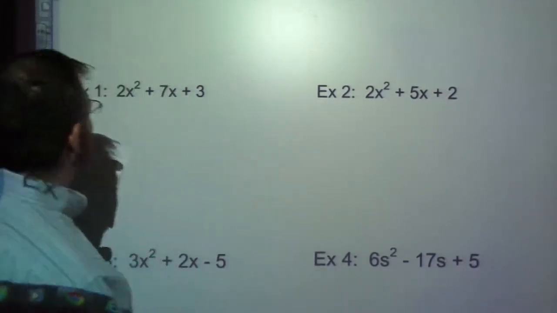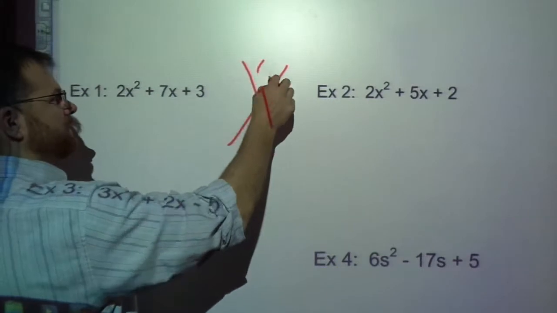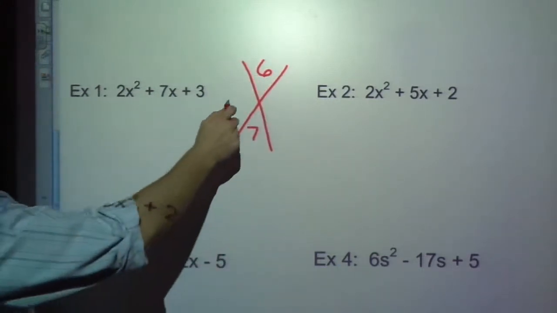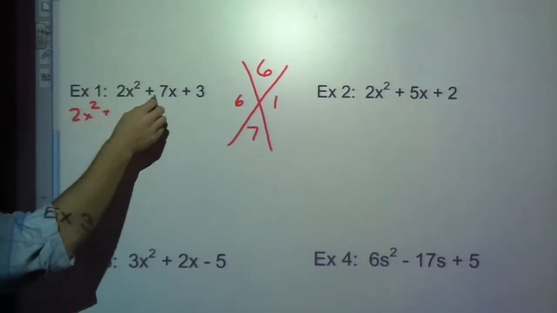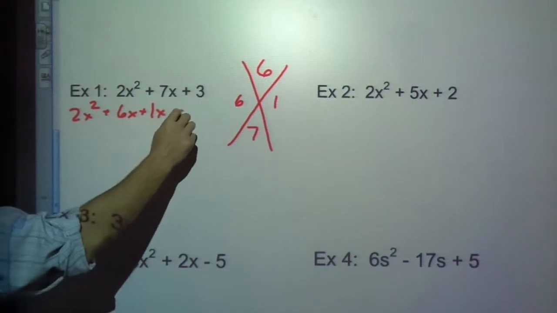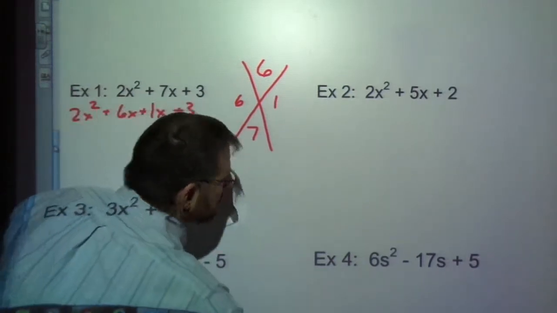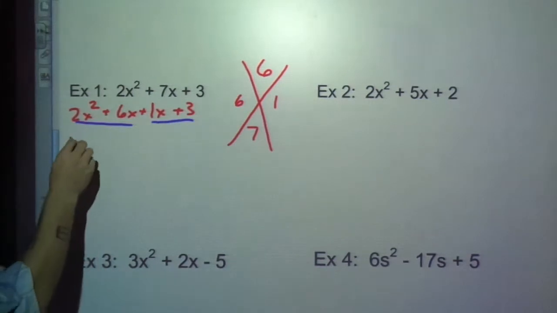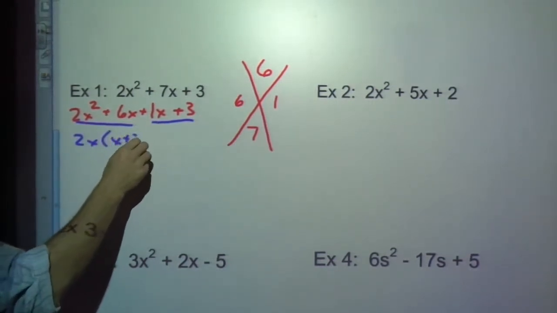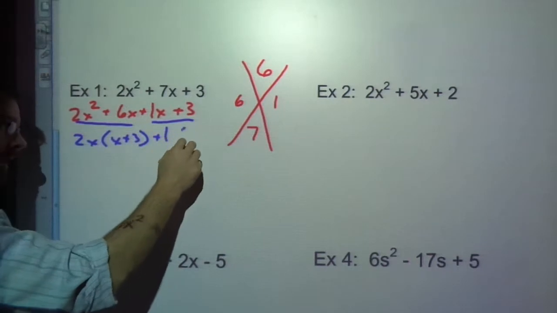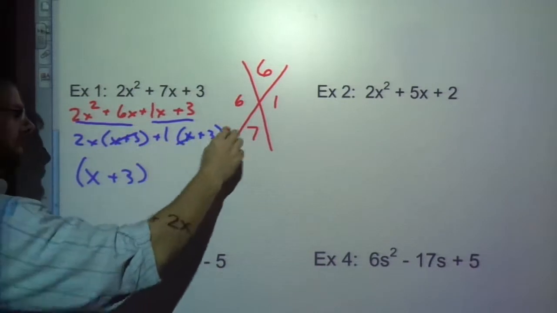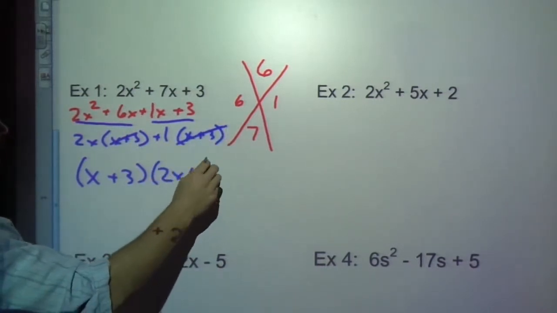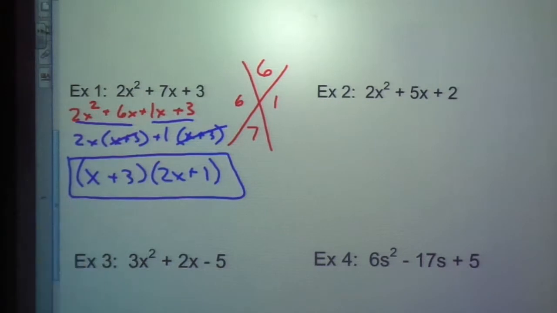So we're going to take 2 times 3, which is 6. That adds up to be 7, and those are 6 and 1. But I can't just put in my answer. Instead, I have to rewrite this as 6x plus 1x. And now this makes 4 terms. I'll do grouping. That's 2x here with x plus 3 left over. Nothing here, so I write a 1 with x plus 3 left over. So I have x plus 3, and here is 2x plus 1. There we have it.